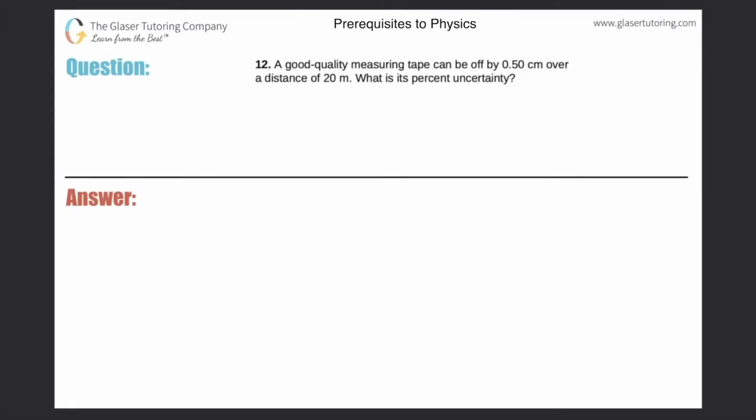Number 12. A good quality measuring tape can be off by 0.5 centimeters over a distance of 20 meters. What is its percent uncertainty? Okay, so probably an easy way to think about percent uncertainty is to think about this particular formula. So let's write it down.